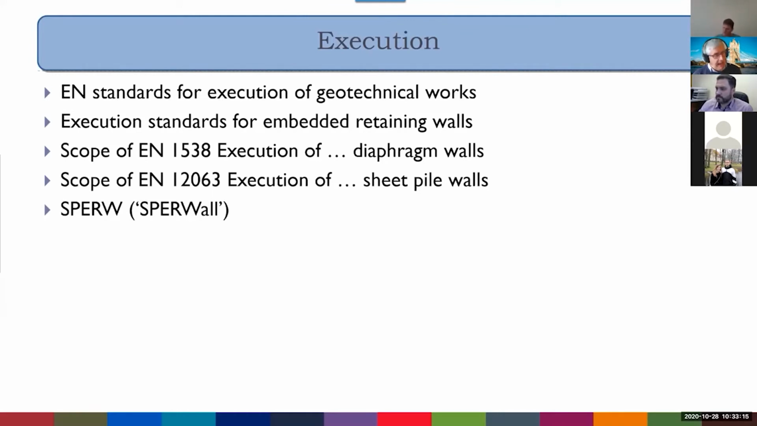And in the UK, we have a book published by our Institution of Civil Engineers dealing with all of these, and that is called Spur Wall. It's a very useful document, something I think that would be useful to you even in Latvia. It's not particularly UK-centric, but it's a very valuable book.